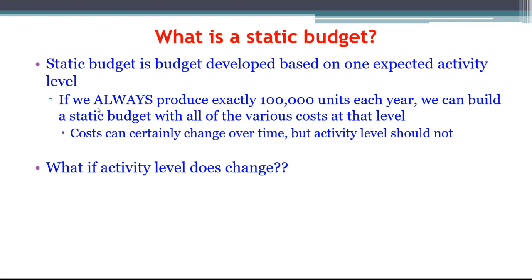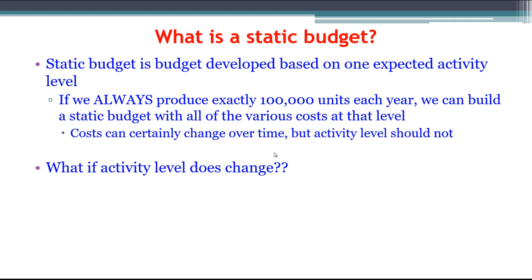So if this company always produces exactly 100,000 units per year or extremely close to that, they can build a static budget with all the various costs expected at that level. Again, the costs might change over time. So maybe they used more material than expected, or maybe they used less labor than expected, or the overhead. But it'll be comparable. We can actually compare it reasonably to our budget because we're at the same activity level.